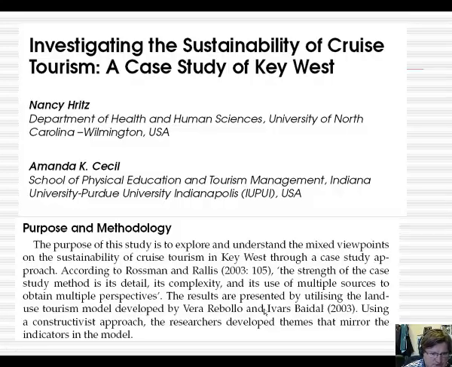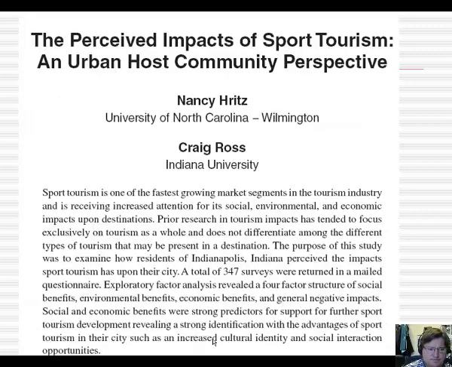Here's one from recreation. The purpose of this study is to explore and understand the mixed viewpoints on the sustainability of cruise tourism in Key West through a case study approach. Okay, so it's a nice statement that gives us some idea about the intent or goal of the study and introduces variables of interest and possibly who the participants in the study are going to be. The purpose of this study was to examine how residents in Indianapolis perceive the impacts that sport tourism has upon their city.